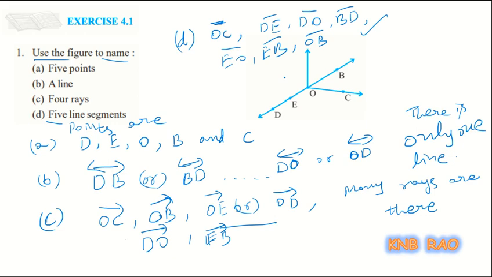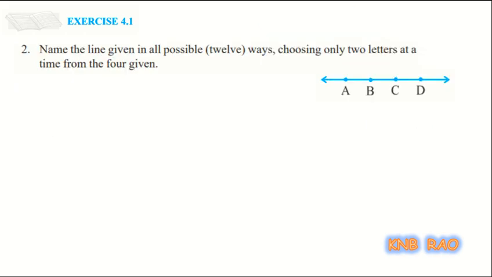Next, coming to the question number 2. In question number 2, this clearly tells you how to name the possibilities of line here using these 4 letters. On this line we have got 4 points represented with the letters A, B, C, D. Now, we have got totally 12 ways of naming this line. So, to name a line I need any 2 letters or 2 points on it.